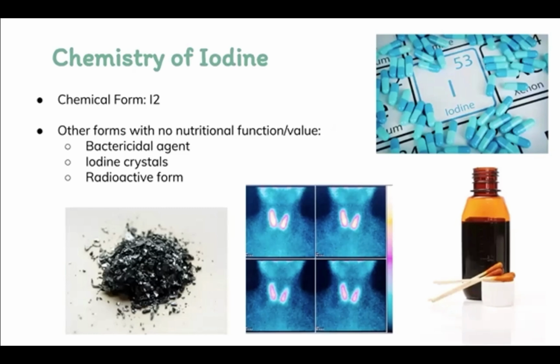So the chemistry of iodine, the chemical form is I2. Other forms with no nutritional function or value are bactericidal agents, such as liquid forms to help treat and prevent infections. It's used before or during a sterile procedure, such as inserting a catheter. There's iodine crystals, which is a part of methamphetamine production, and a radioactive form, which enables doctors to diagnose disease and medical issues like goiter, thyroid cancer, hyper and hypothyroidism.